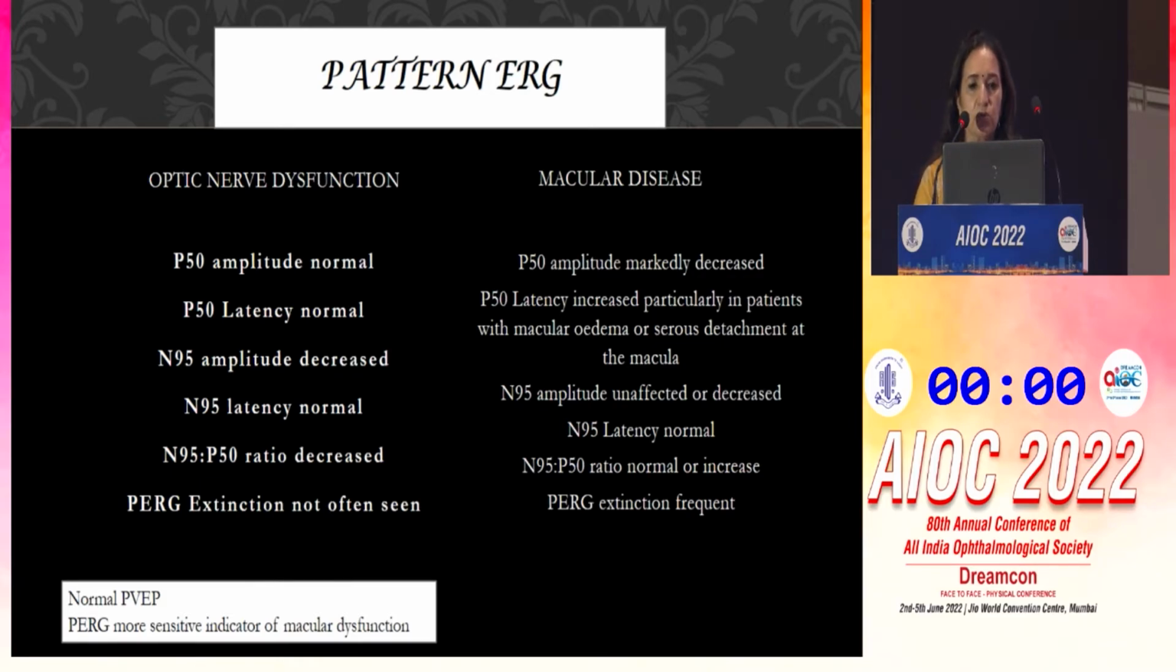So just to compare the two, P50 is normal in optic nerve dysfunction. In macular disease, it is reduced. N95 amplitude is what gives you the optic nerve dysfunction. Usually N95 latency and P50 latency is not what we talk of. We usually talk of the amplitudes.